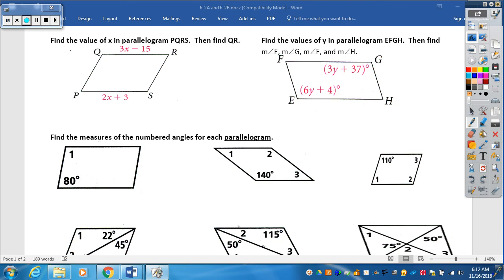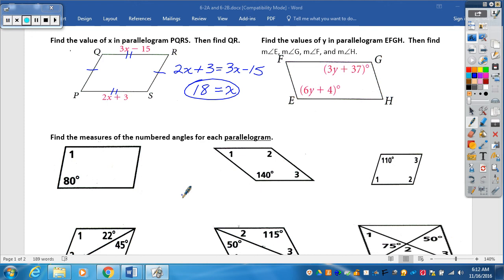Find the value of x in the parallelogram PQRS, then find the length of QR. Well, what we just got done talking about is that the opposite sides of the parallelogram have to be congruent. And so as a result, I know what the equation is going to be to solve for x. From there, once I've got that equation, I can subtract 2x from both sides and add 15. And I know that x is going to be 18, whatever units it is.